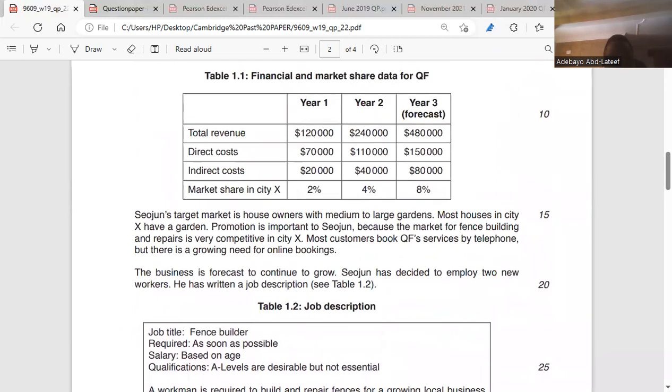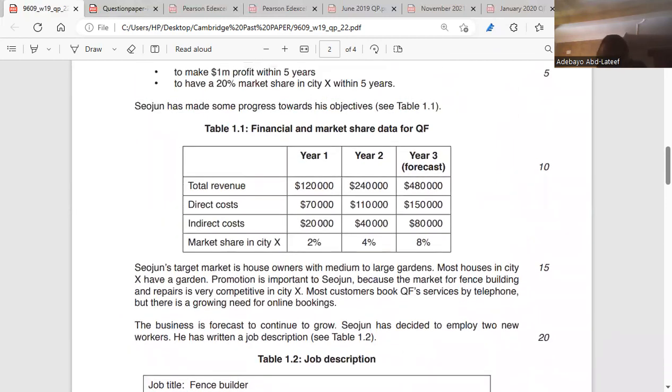B, refer to table 1. Okay, we'll go back to table 1. Calculate the percentage change in profit from year 1 to year 2. The percentage change in profit from year 1 to year 2 will be the year 2 profit minus year 1 profit, divided by year 1 profit, multiplied by 100. So how do we get profit? Profit is total revenue minus total cost, right? So what's the total revenue for year 1? The total revenue for year 1 is 120,000, and the total cost is direct cost plus indirect cost, which is 90,000. So 120,000 minus 90,000 gives us 30,000. So year 1 profit is 30,000.